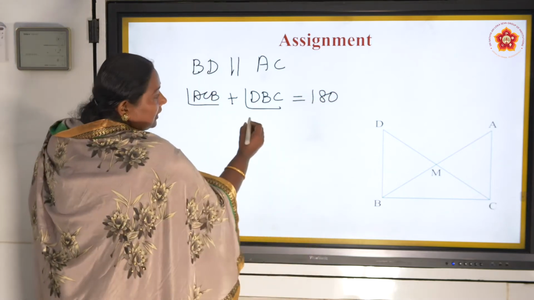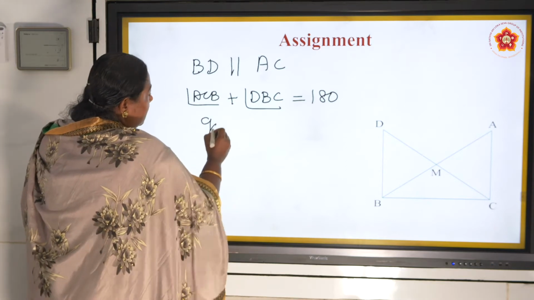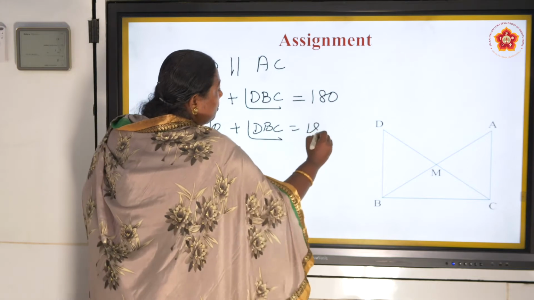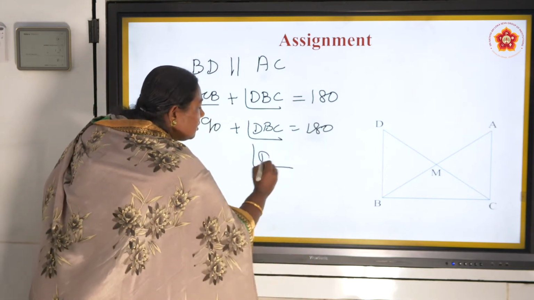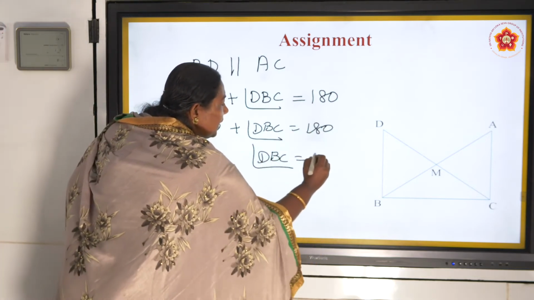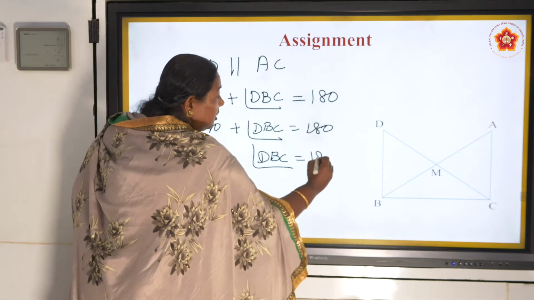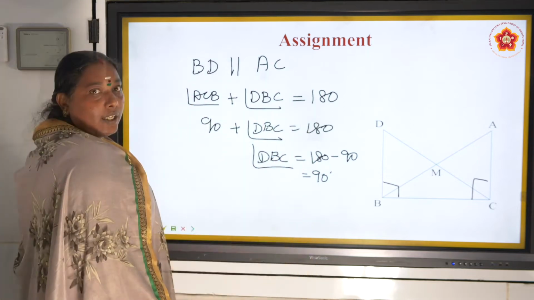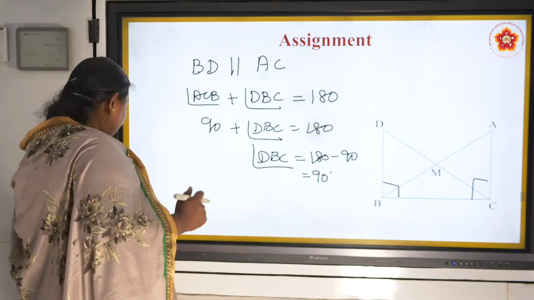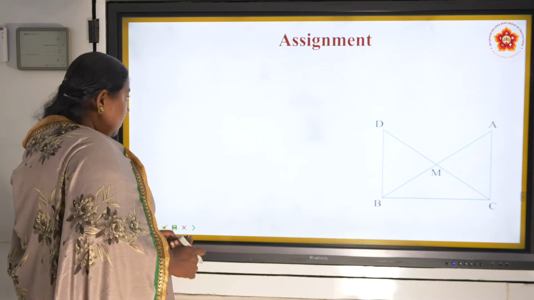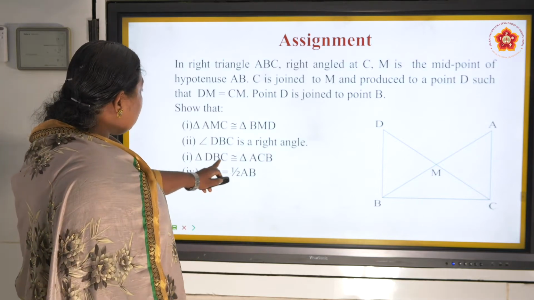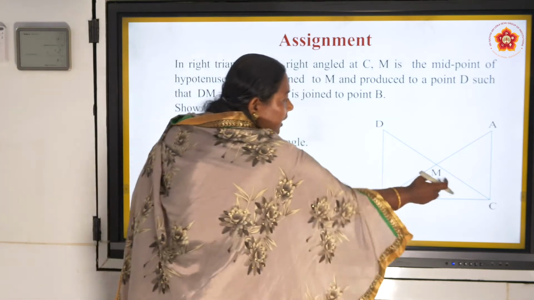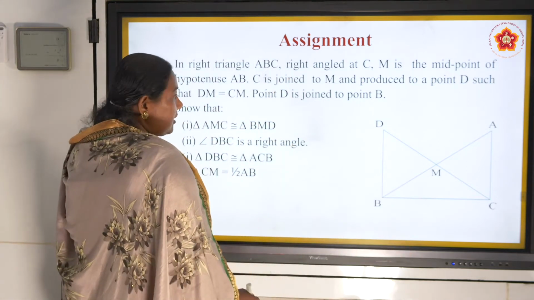I know that angle ACB is 90, and angle DBC plus angle ACB is 180, so the angle DBC should be equal to 180 minus 90, which is equal to 90. Okay, so we proved the second answer. So let's see what the third is. Triangle DBC is congruent to triangle ACB.